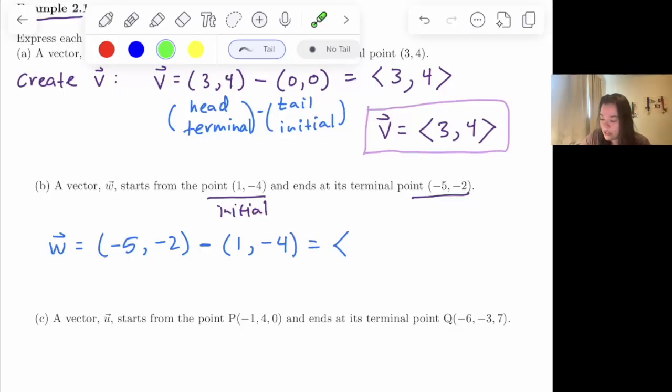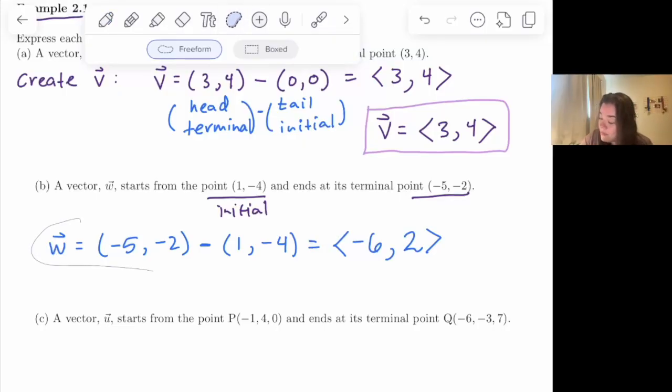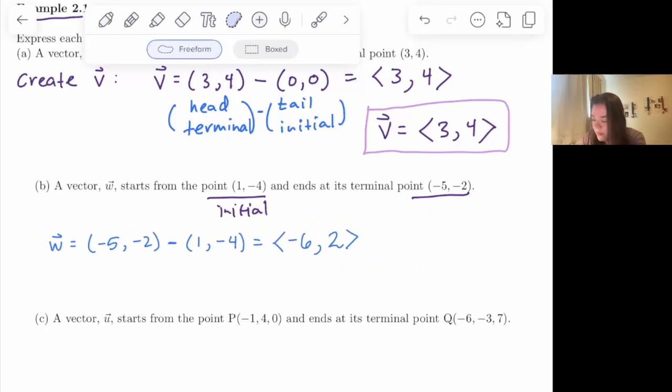And don't forget, you're going to go negative 5 minus 1. Negative 5 minus 1 is negative 6, comma. Then you're going to go negative 2 minus negative 4. That becomes 2. So what this tells us about vector w, I want to sketch this for us. This is the same vector w that we visualized in example 1.